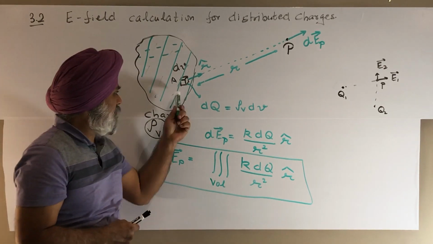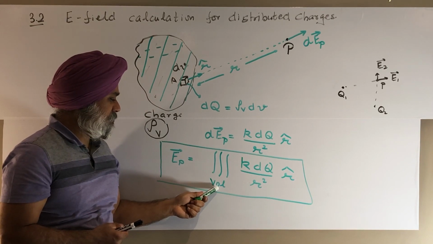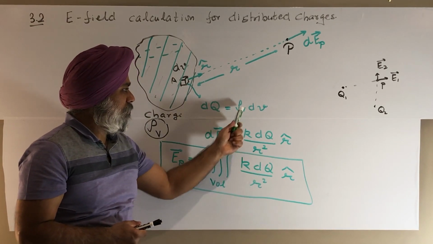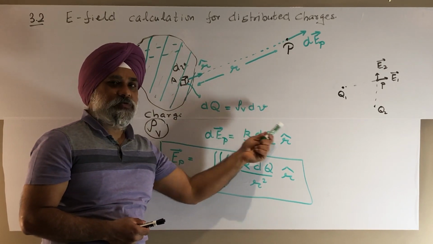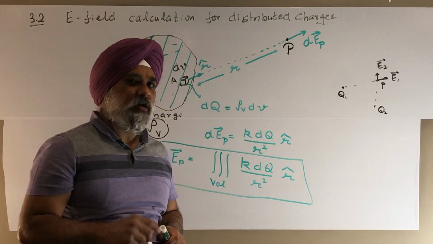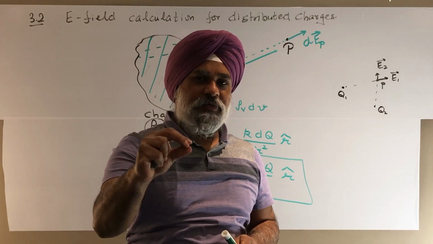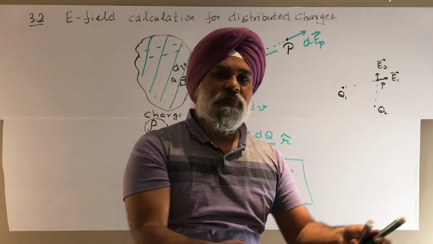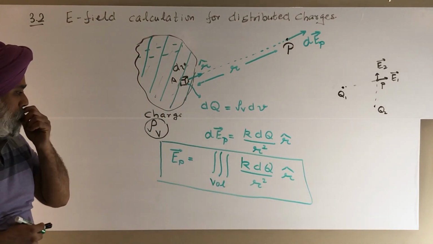If instead of the charge being in the volume, it was on a surface, all I have to do is put surface, and this would become dq would be rho_s dS. If the charge was on a line, this becomes rho_l dl. That's all I have to do. I can make the argument that way. Surface is volume with one dimension approaching 0. Line is volume with 2 dimensions approaching 0. So the argument remains the same.